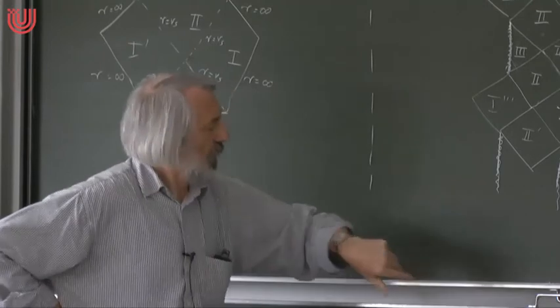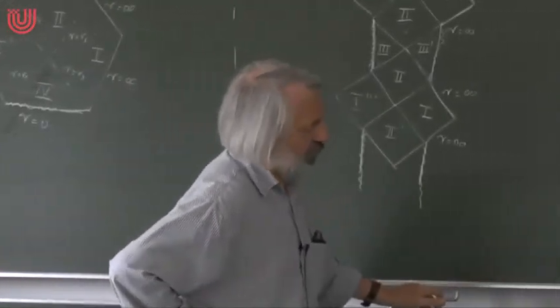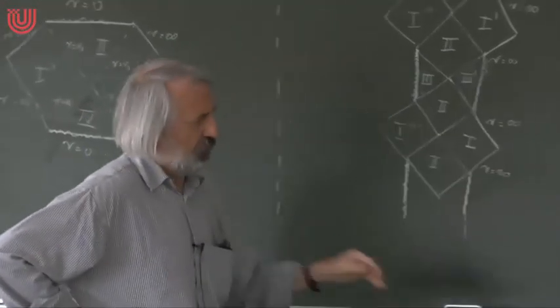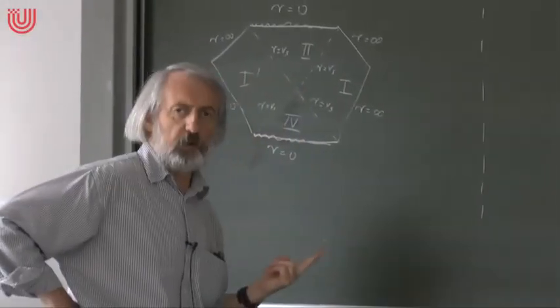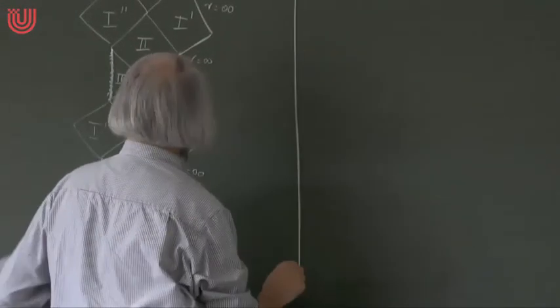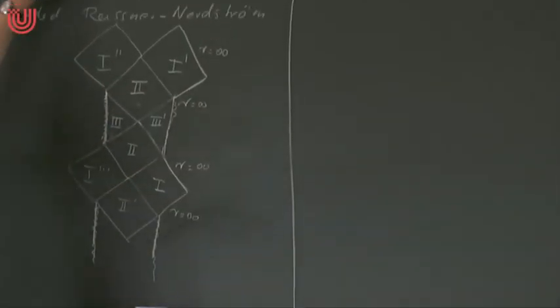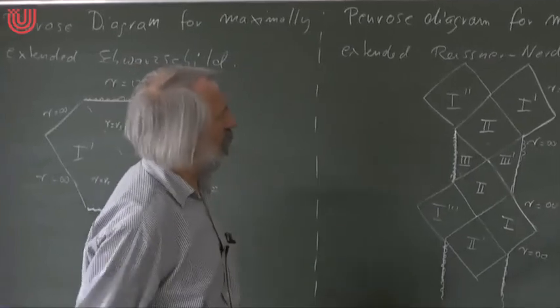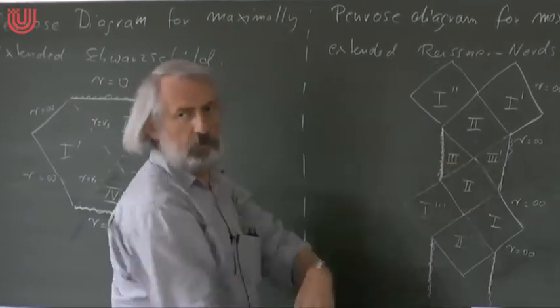Okay, so I have 5 minutes left. Maybe I should say a few sentences about the other two cases. So we talked about the case where we have two horizons. Then we have the extremal case. The extremal case is a kind of limiting case of this here where the two horizons come together, which means in this diagram the region 2 vanishes.